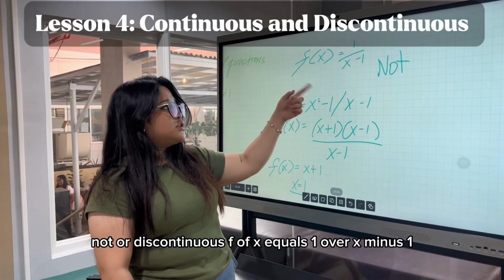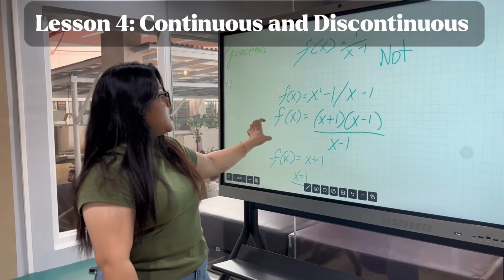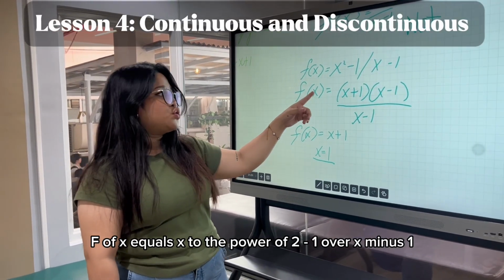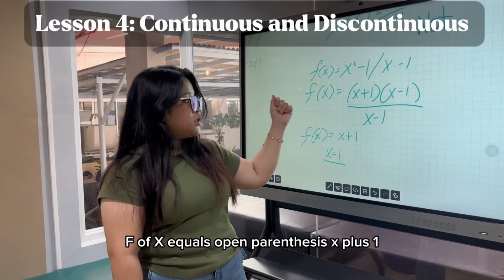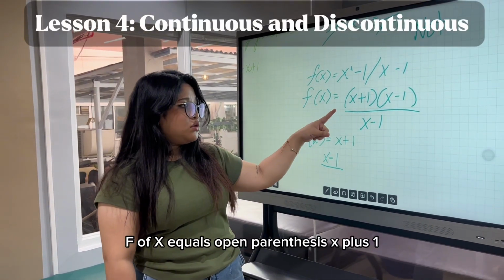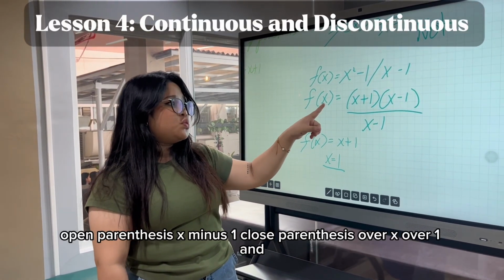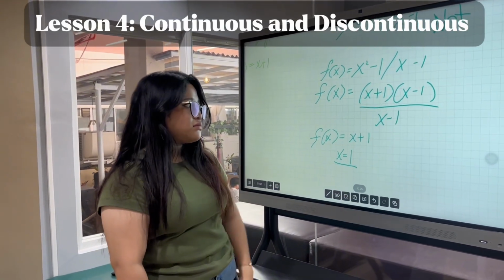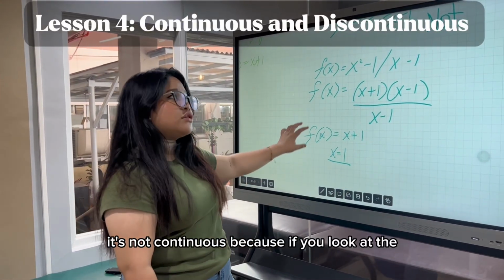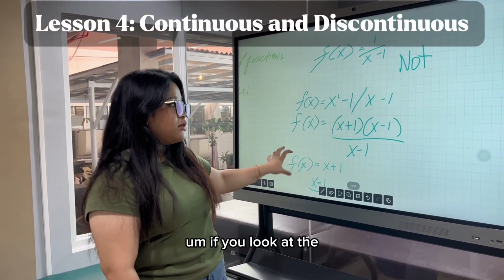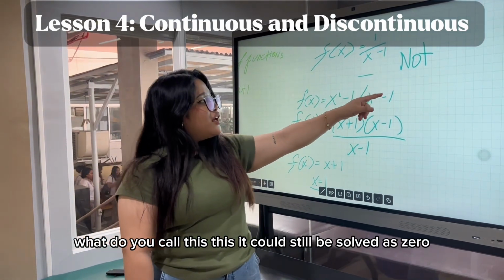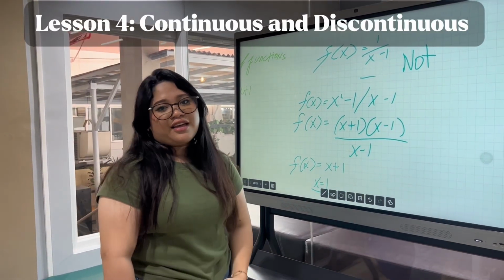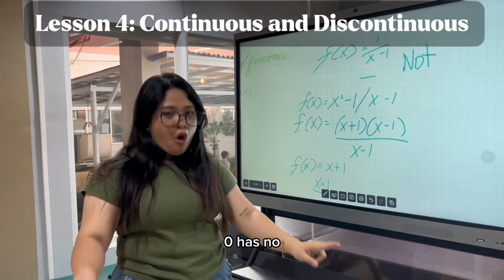Here is another example of discontinuous. F of x equals 1 over x minus 1. F of x equals x to the power of 2 minus 1 over x minus 1. F of x equals open parenthesis x plus 1 close parenthesis open parenthesis x minus 1 close parenthesis over x minus 1, and it's not continuous because if you look at this, it could still be solved as 0, and 0 has no value.